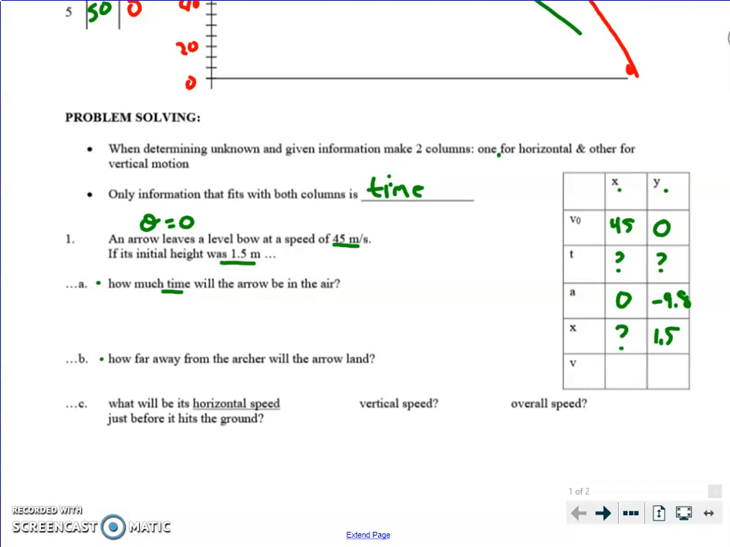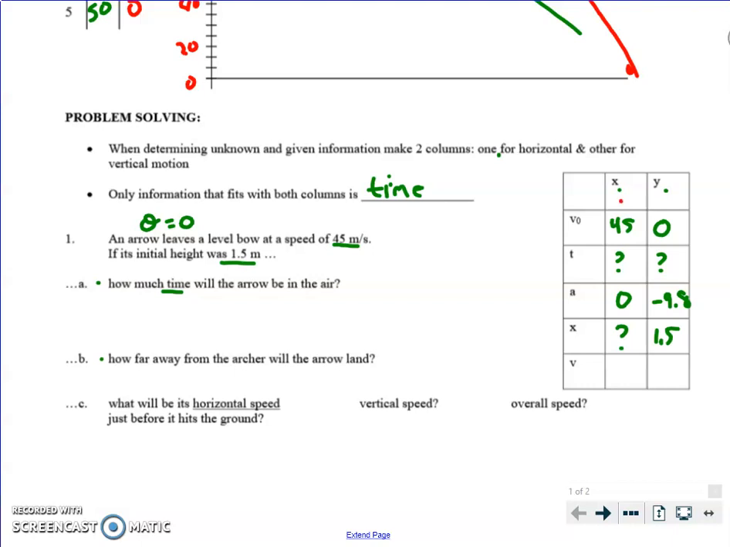Alrighty. So now we can start solving. We don't really have any information about final speed. We'll worry about that later. It doesn't really come into play in this one. So I want to find time in the air. Well, I got 2 places I can find time, either horizontal or vertical. Which one has 3 pieces of information?